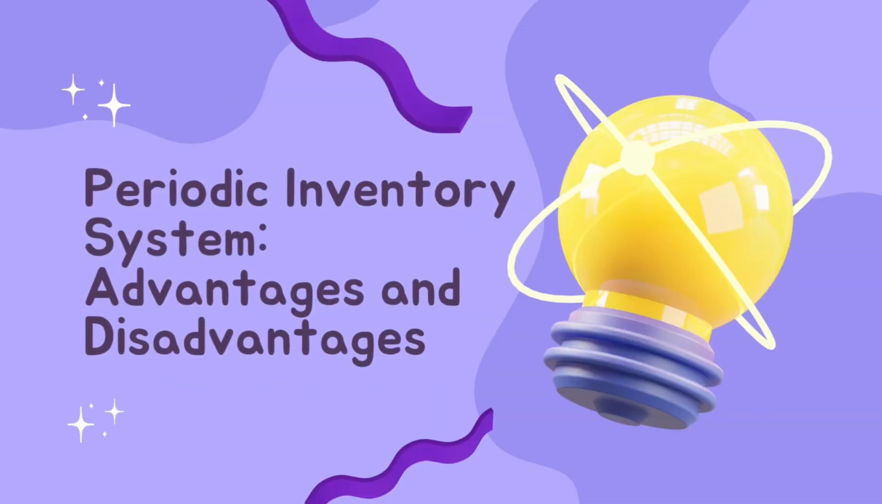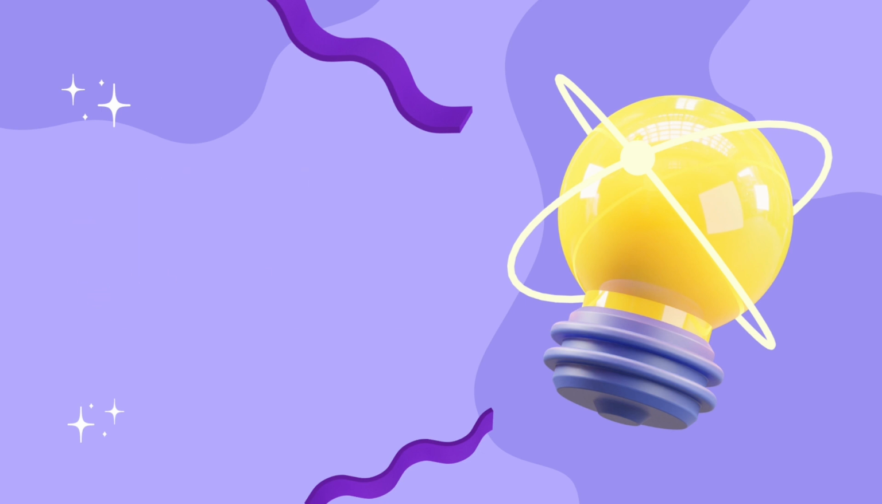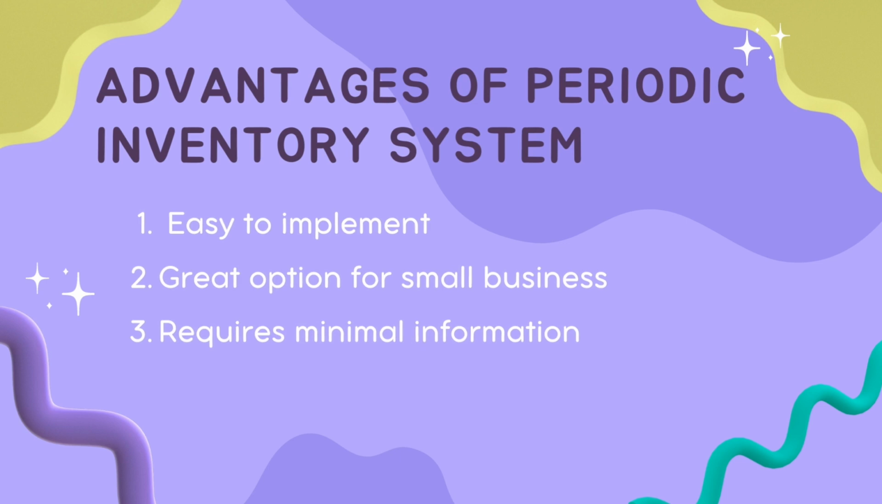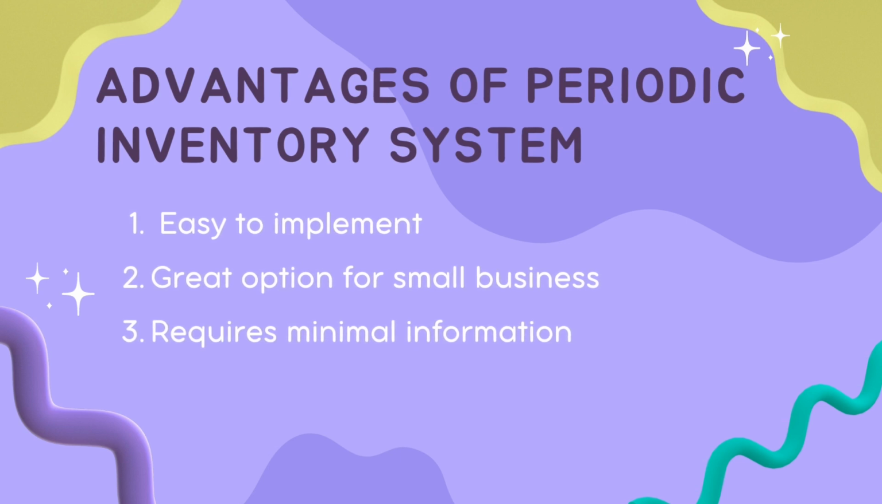Periodic inventory system, advantages and disadvantages. So there are 3 advantages for using periodic inventory system. The first one is easy to implement. Simple lang yung periodic inventory system, kaya madali lang siyang ma-implement at nagre-require lang din ito ng fewer records. Also, yung calculation nito ay madali lang din.